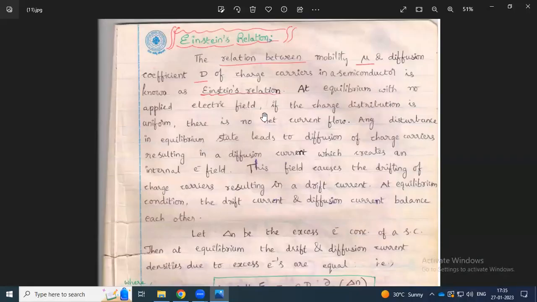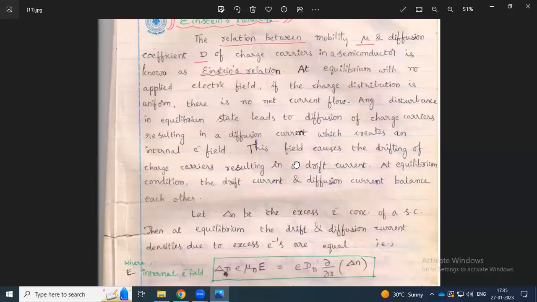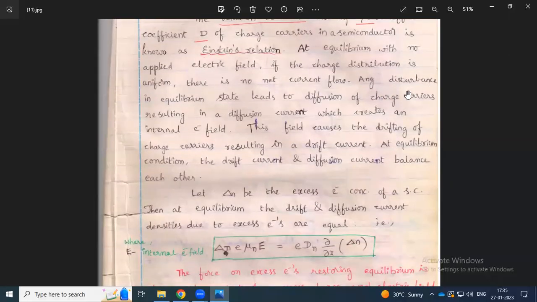At equilibrium with no applied electric field, if the charge distribution is uniform, there is no net current flow. Any disturbance in the equilibrium state leads to diffusion of charge carriers, resulting in a diffusion current which creates an internal electric field.